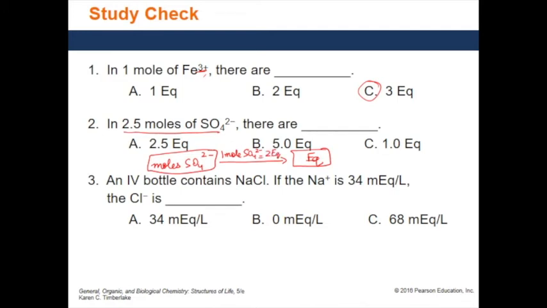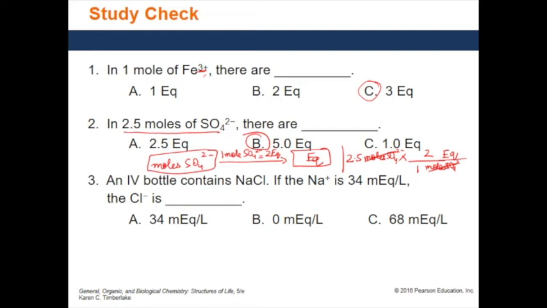So if we use this conversion factor, we start with moles, 2.5 moles of sulfate. I cancel the moles, so I divide by moles and multiply by equivalents, which is EQ. 1 mole is 2. So basically your answer would be 2.5 times 2 equivalents, which is 5 equivalents.